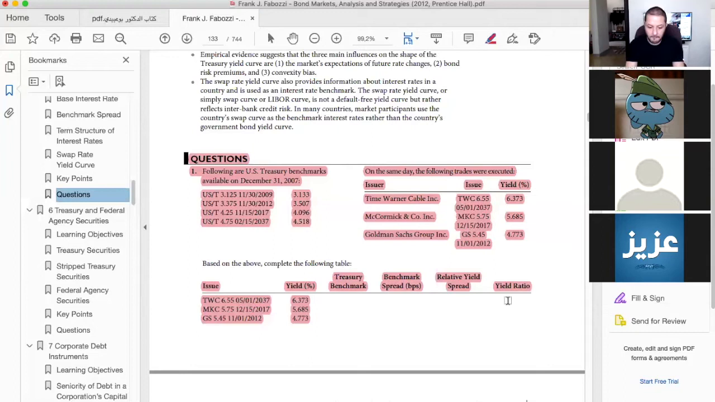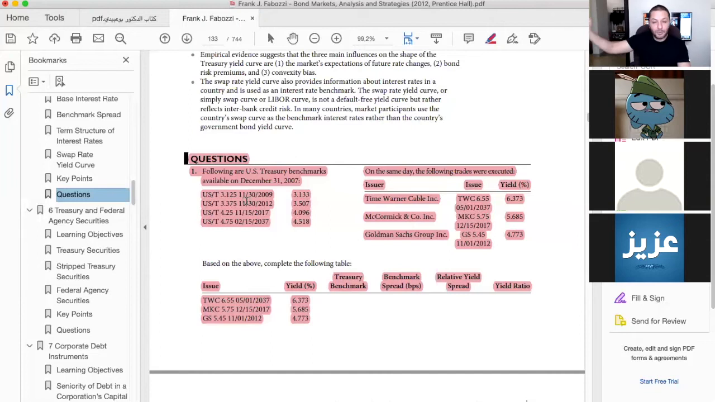Absolutely. You have to identify the equivalent benchmark bond for each of these three corporate bonds, right? When we say equivalent treasury bond, we mean a treasury security which matures on the same date as the corporate bond. I have here three corporate bonds, and we have four US Treasury securities. So we have to find which three out of these four US Treasury securities can be used as an equivalent bond for these corporate bonds.